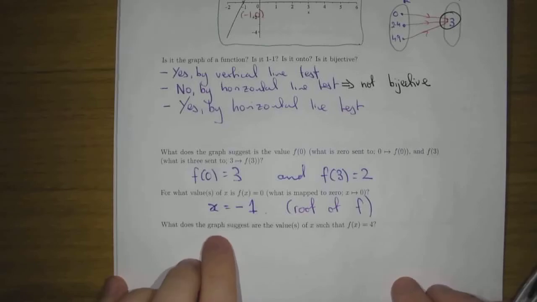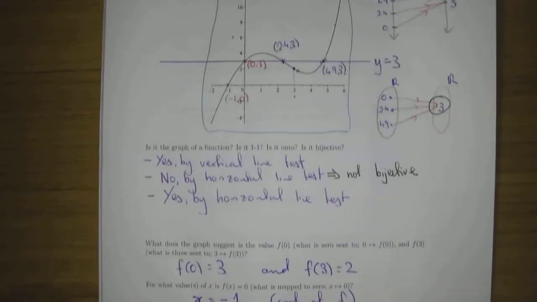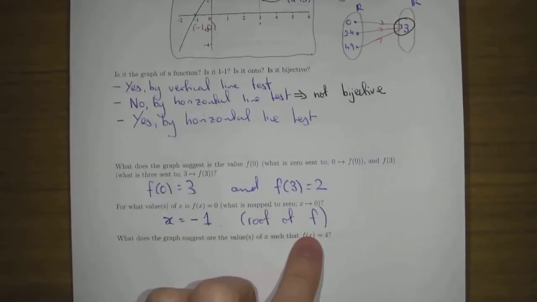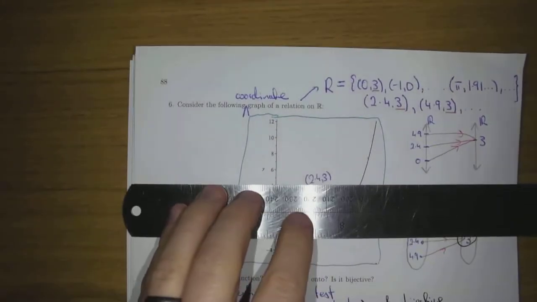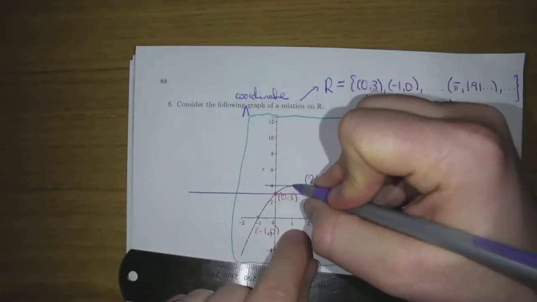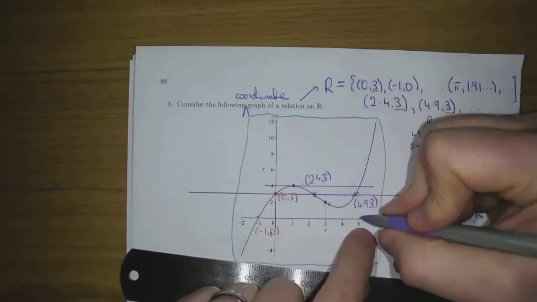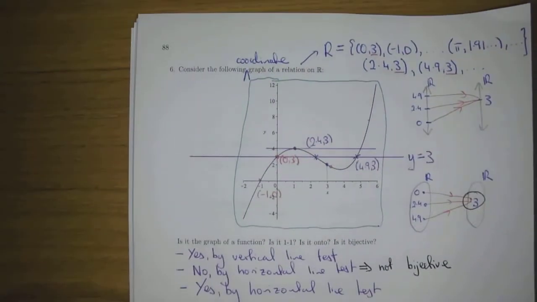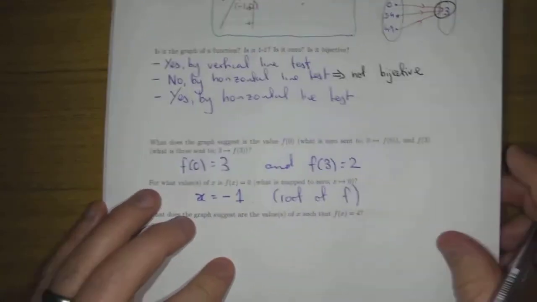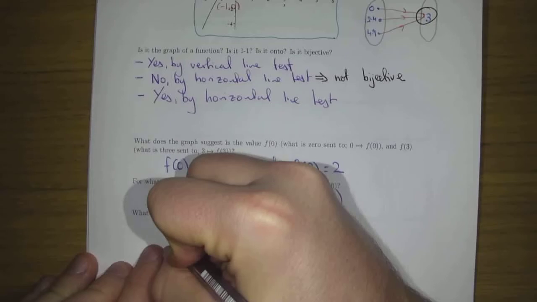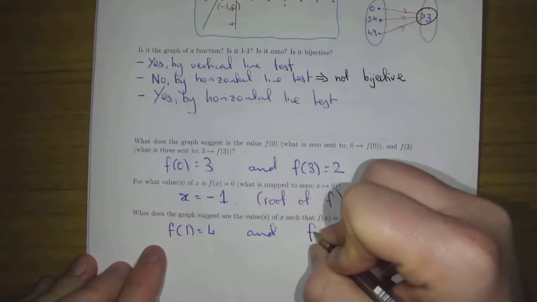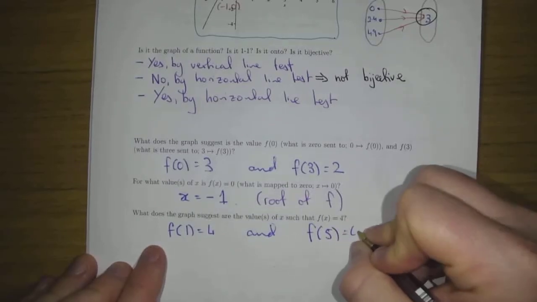And finally, what does the graph suggest are the values of x such that f of x equals 4? Well, we should find all the points where, again, f of x is the y coordinate, where the y coordinate is 4. So if we go across here, we seem to get 2 points. This one looks like 1, 4, and this one looks like 5, 4. So f of 1 is equal to 4, and f of 5 is equal to 4.